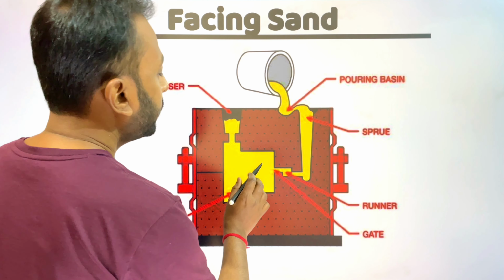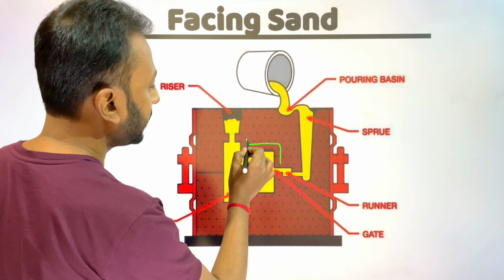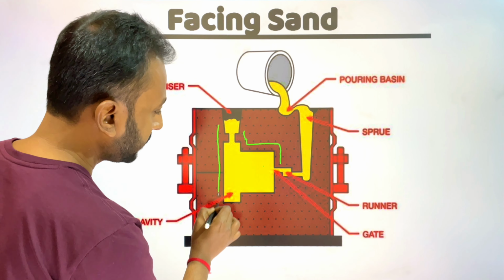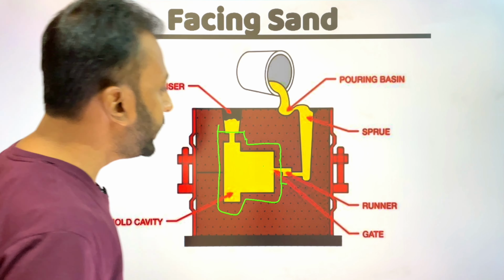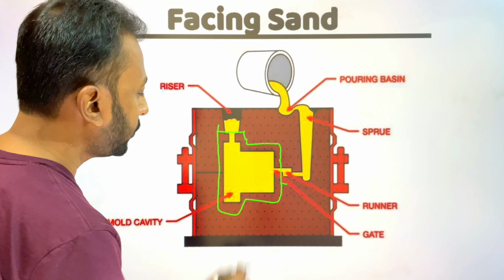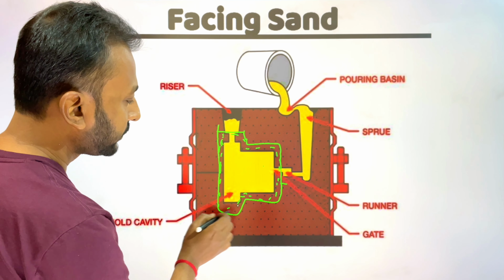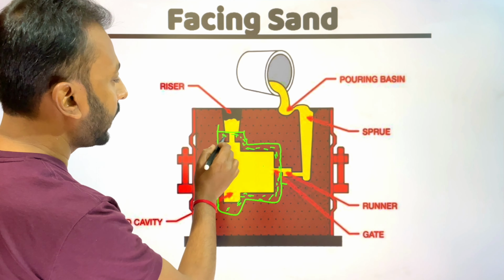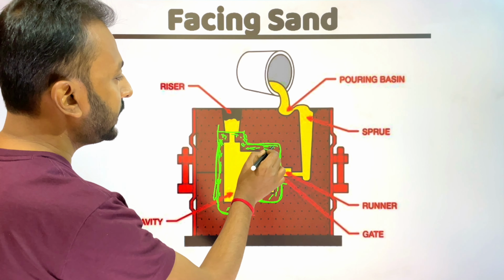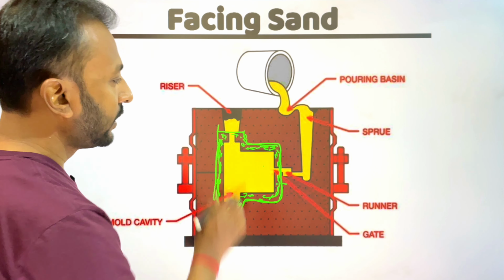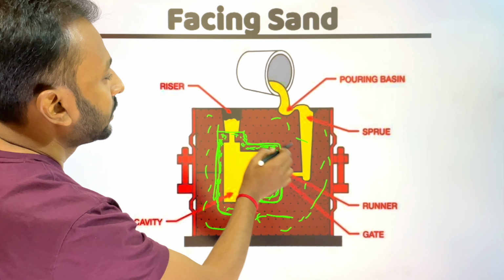So when we are pouring molten metal into the mold cavity, these are the facing sand. The facing sand comes in contact with the molten metal. These are the fresh sand. This fresh green sand is filled in contact with the pattern, and this facing sand surrounds the cavity. The rest are filled with used sand.